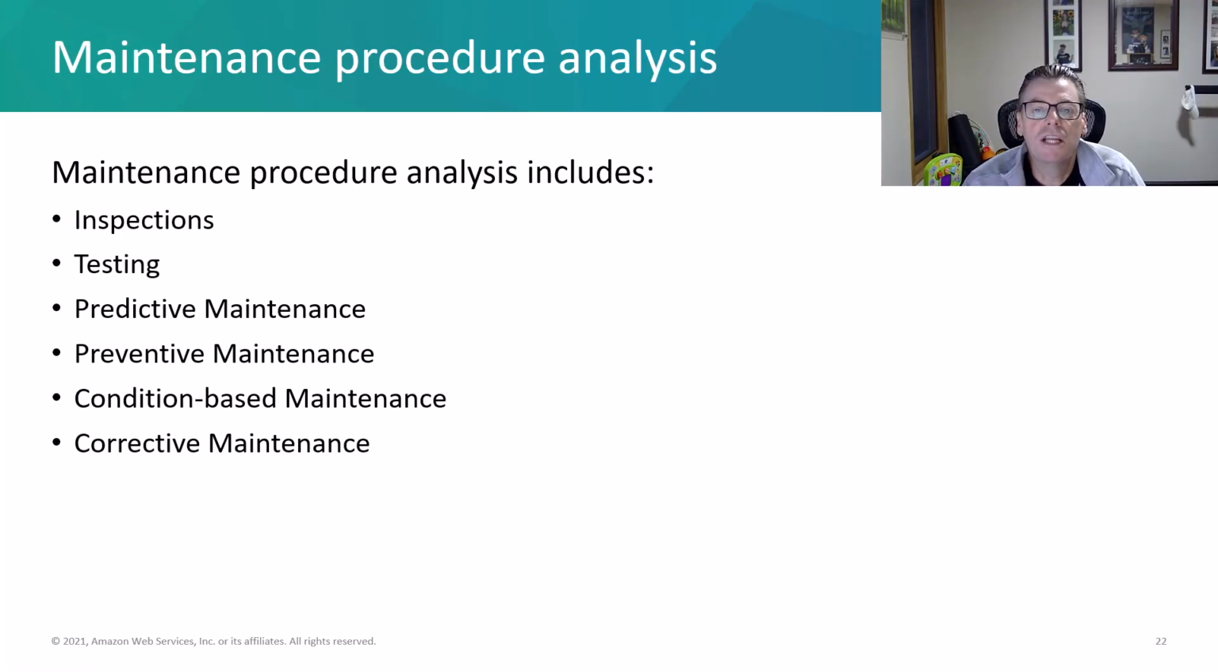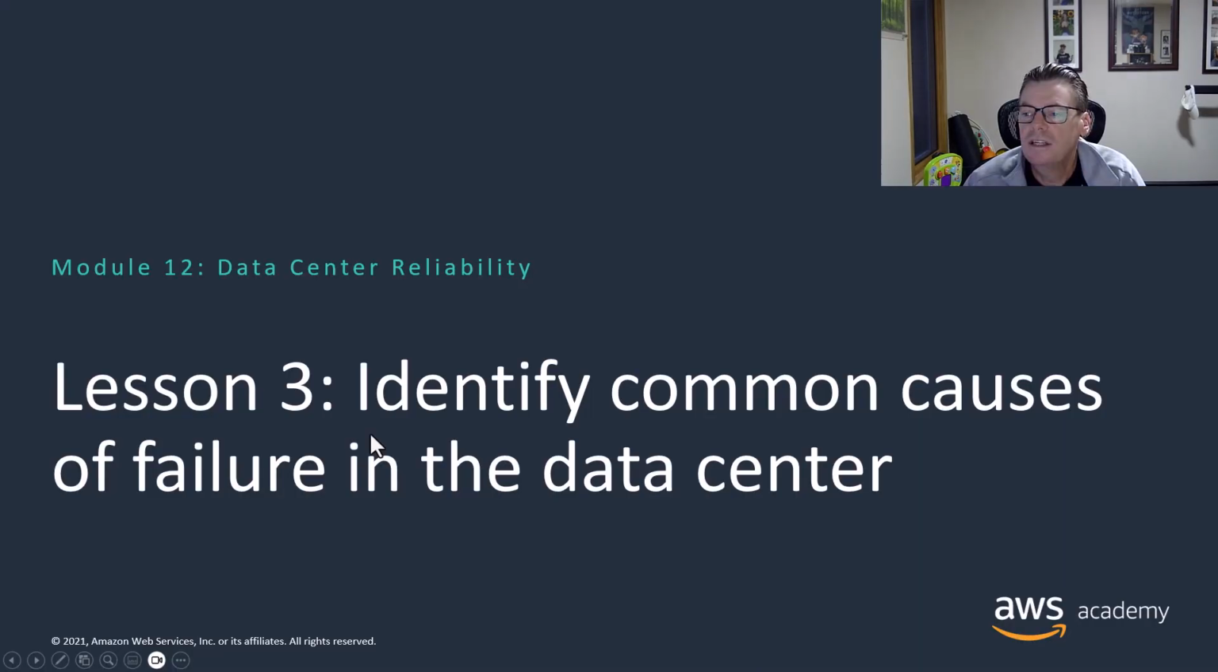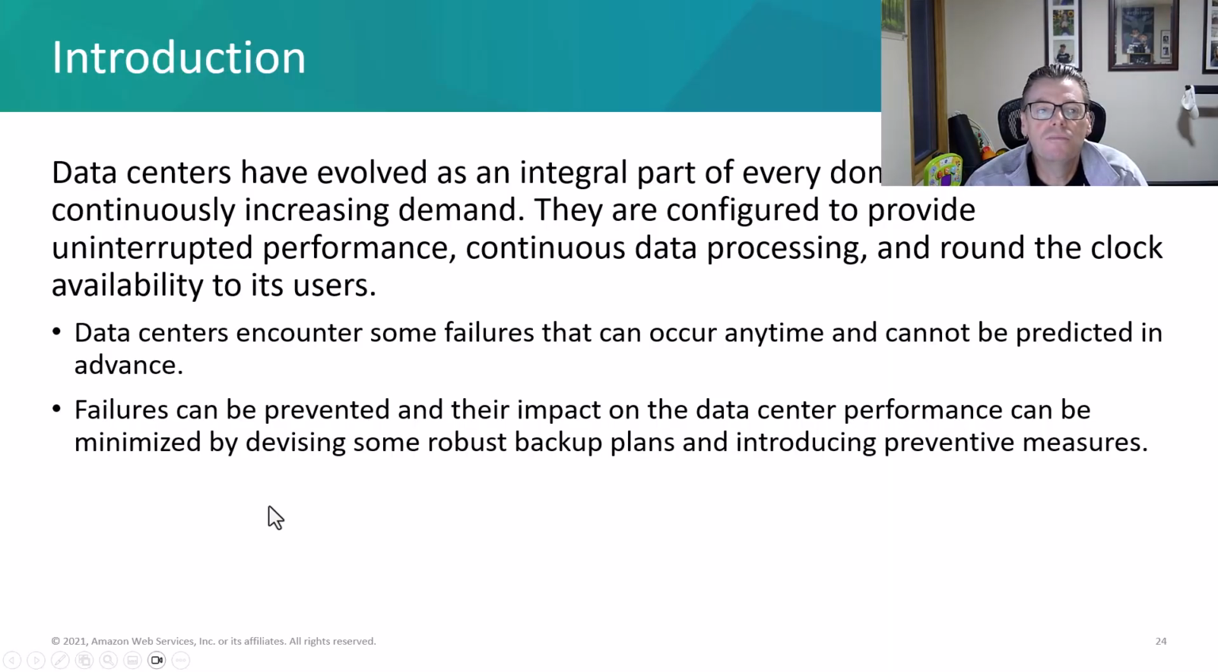All right, maintenance procedure analysis. We need to do inspect, test, predictive, preventative, condition-based, and corrective maintenance. This was all stuff we covered in the last module, so I'm not going to go into any details on these. And then we're going to take a look at common failure centers, failure places in the data center. So again, the data centers are going to be the underpinnings of our computing systems, and if we have a failure, it's going to have that ripple effect and impact end users down the line.